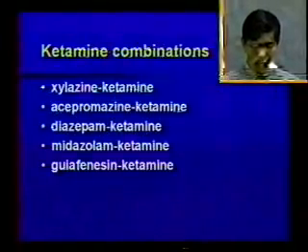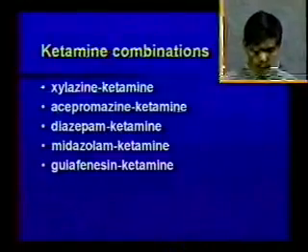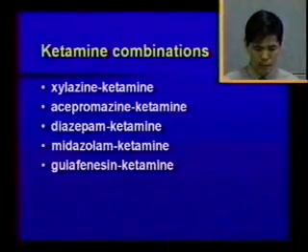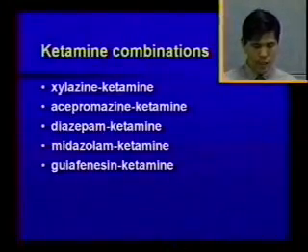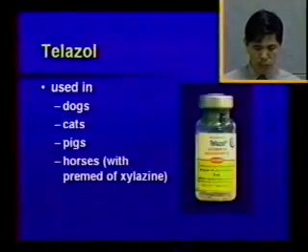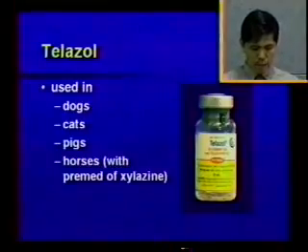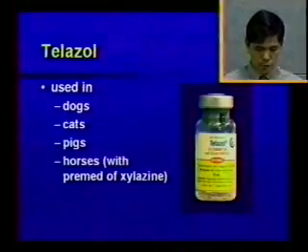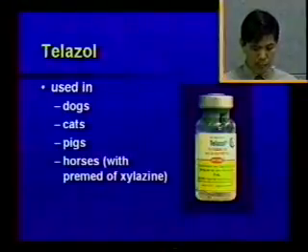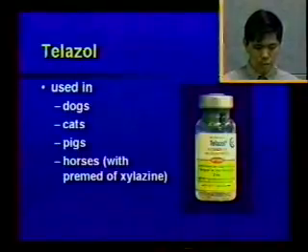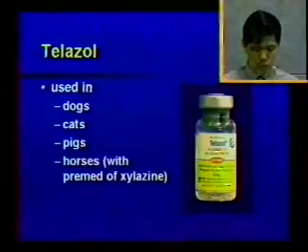These are some of the ketamine combinations that you can use, or you may have already used: xylazine ketamine, acepromazine ketamine, diazepam ketamine, midazolam ketamine, Guaifenesin ketamine. The Guaifenesin ketamine combination is used in horses. Telazol can be used in dogs, cats, pigs, and horses. When you use Telazol in horses, you have to use a premed like xylazine. In pigs, what I'd like to do is give Telazol IM and complete the induction with a face mask. In dogs and cats, you can use Telazol as IM injections as well as IV injections for induction.